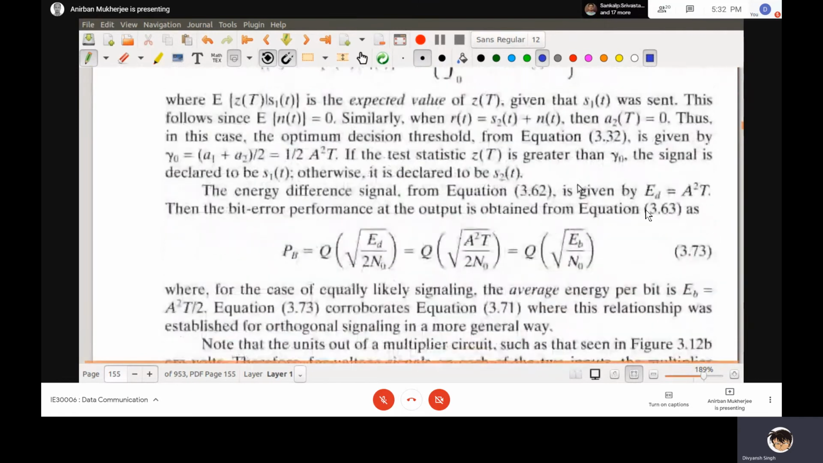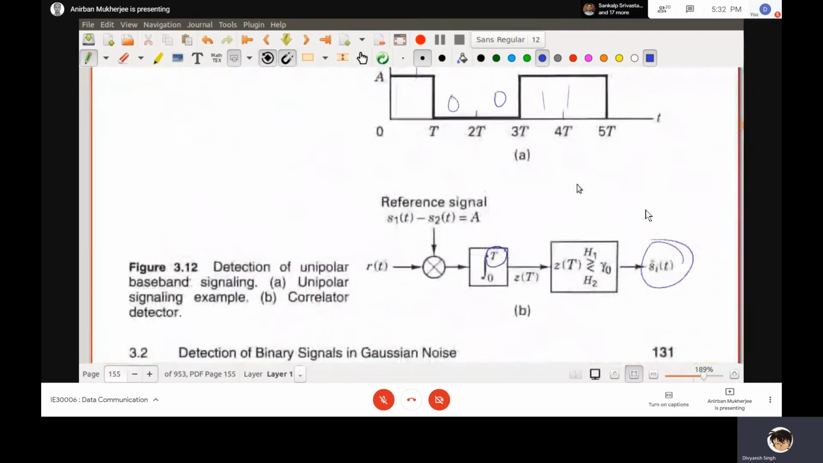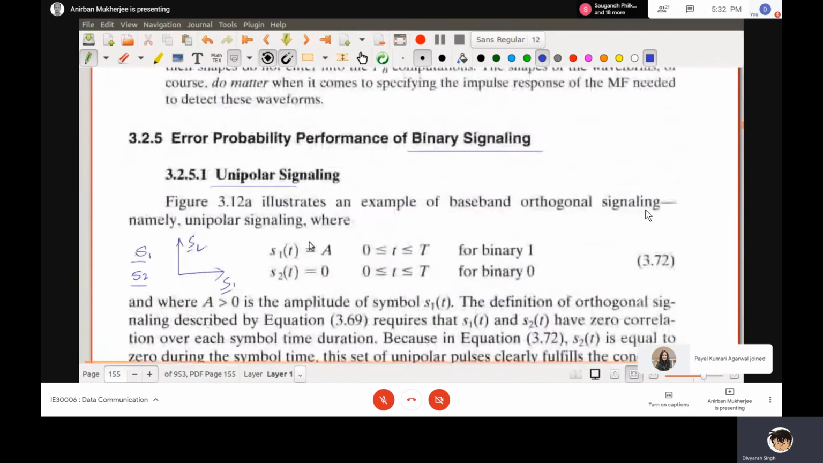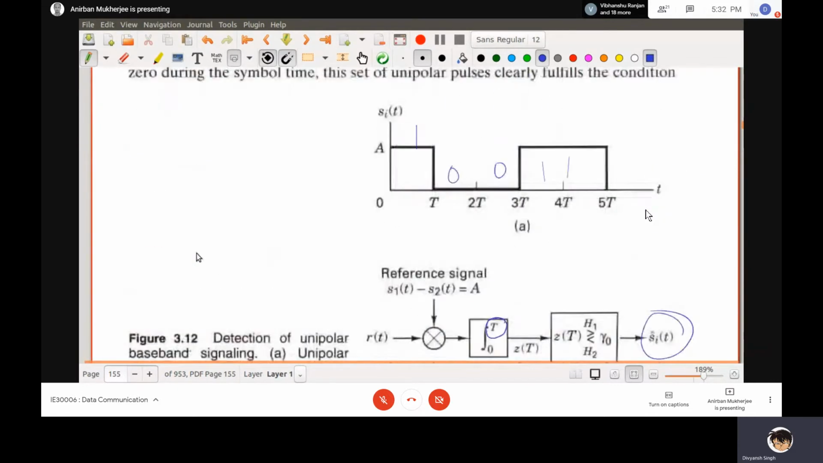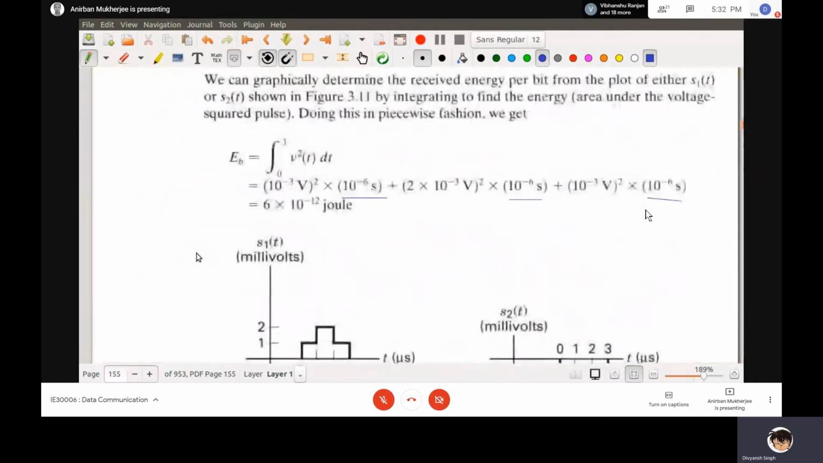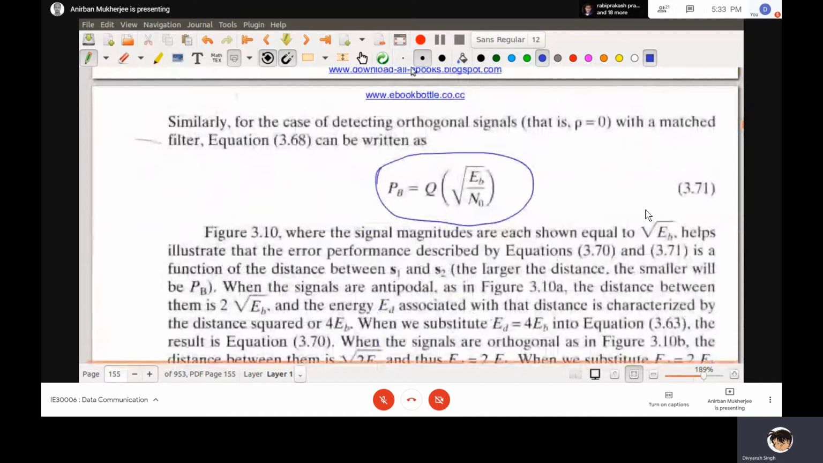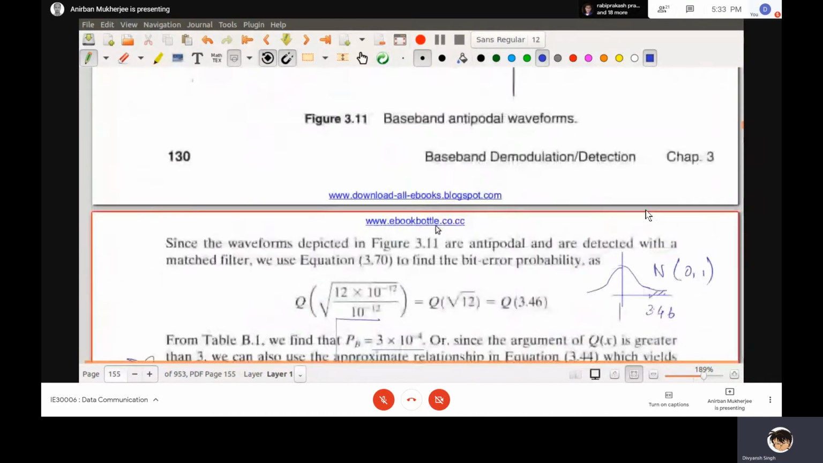Now if you just do this, if you remember, what will finally be the probability of bit error? You see that when you have chosen this S1(t) and S2(t) in this way, they are orthogonal. The probability of bit error will be Q of root of Eb by N, if you can remember, Q of root of Eb by N.